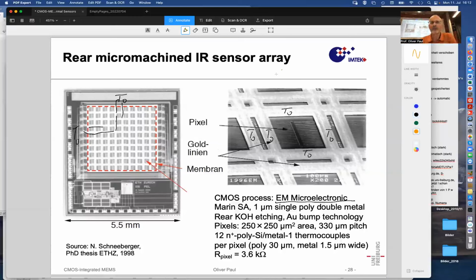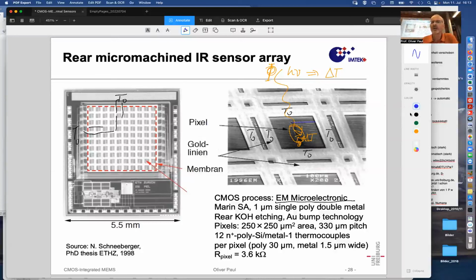But if infrared radiation impinges on the pixel, it heats up the center to some temperature T0 plus delta T, and that delta T allows then to make a measurement proportional to the incoming radiation. I should maybe say to the flux of the incoming radiation. And that increase can be measured again by thermocouples.